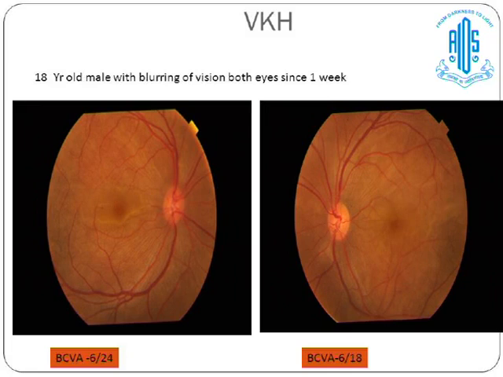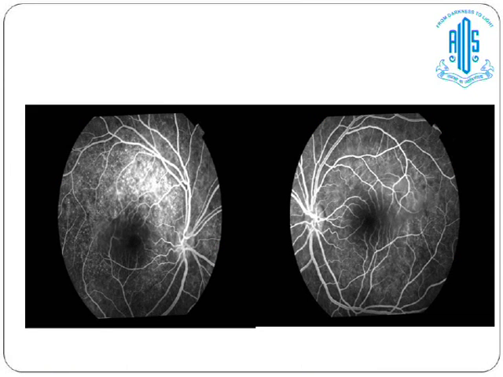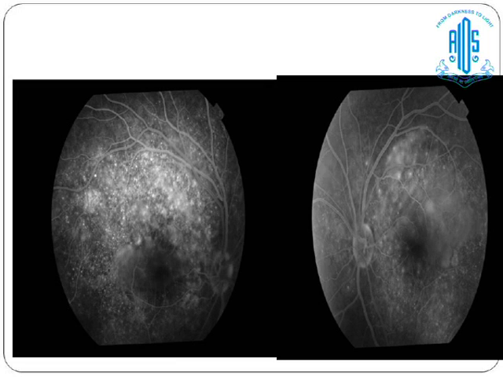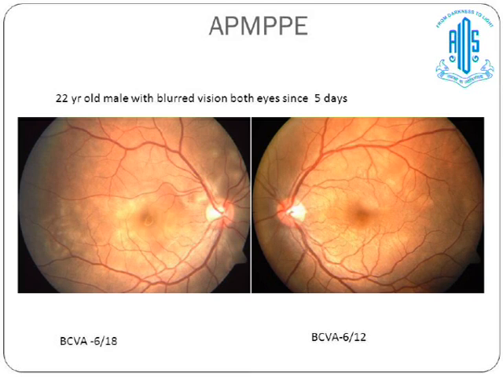Now, coming to some inflammatory disorders. This is an 18-year-old male with blurring of vision in both eyes since 1 week. In the right eye the BCVA is 6/24, left eye 6/18. We are doing the angiography. In the early phase, we can see there are multiple pinpoint leaks superior to the fovea. In later phases, the pinpoint leaks are becoming more prominent, and they have appeared in the other eye also, associated with some pooling in the macular region.